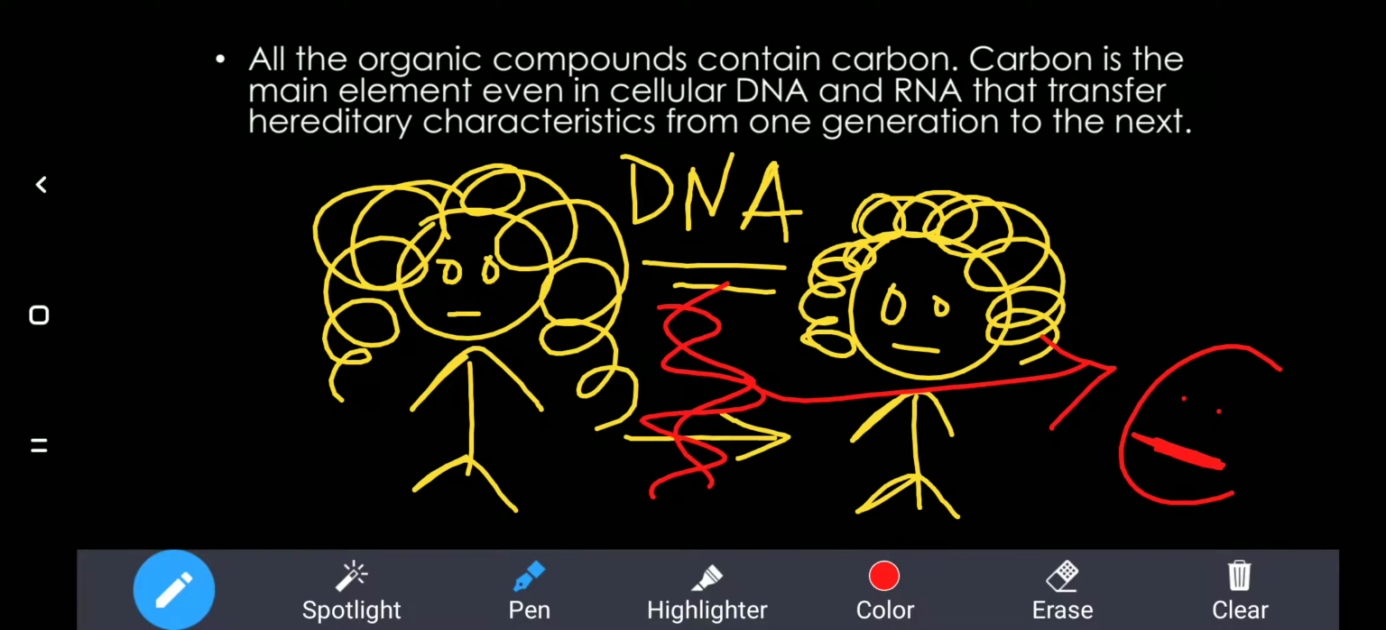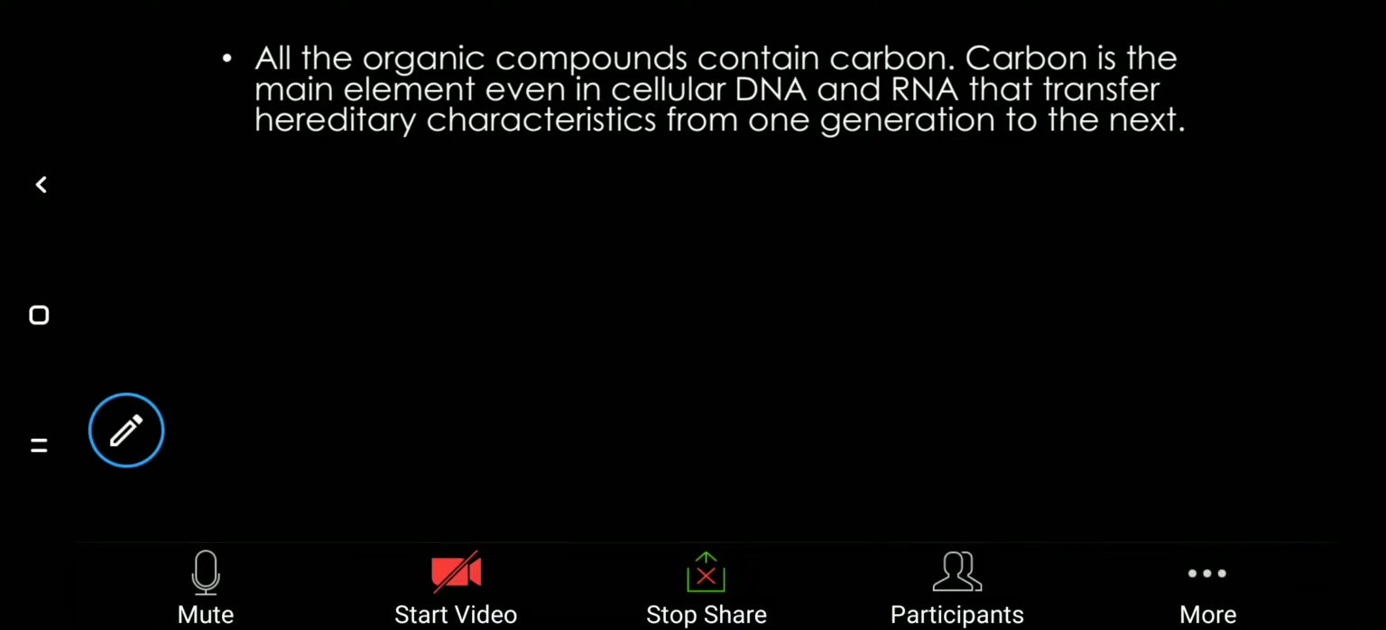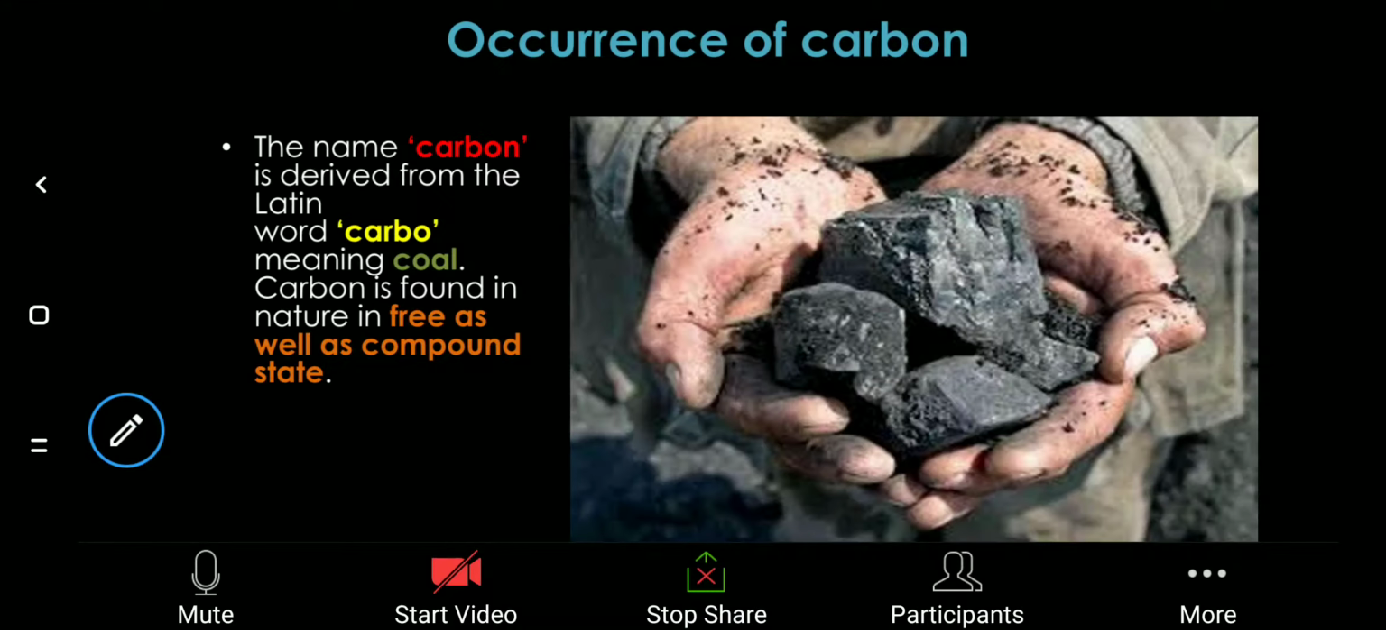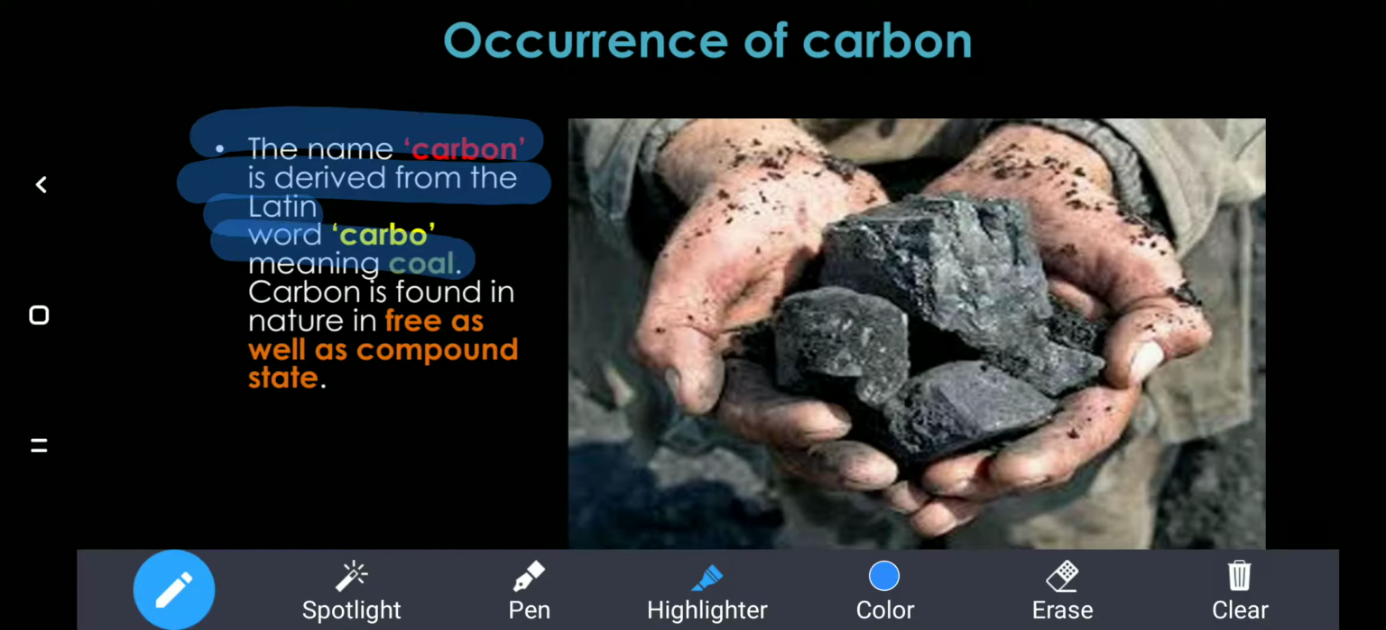So you will ask me why to study this chapter, because it is very, very important. Everything around us, in us, we use, we don't use, we believe, we don't believe, is made up of carbon atoms. The name carbon is derived from the Latin word carbo, meaning coal. So you can see some coal here.